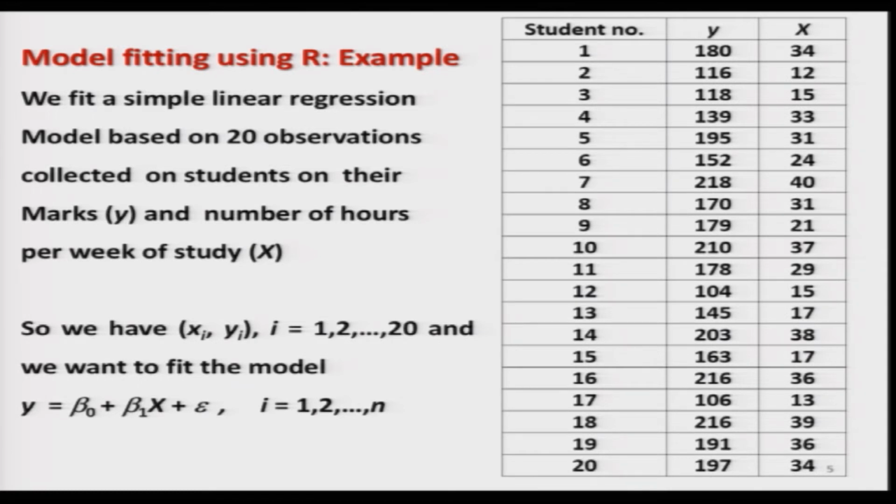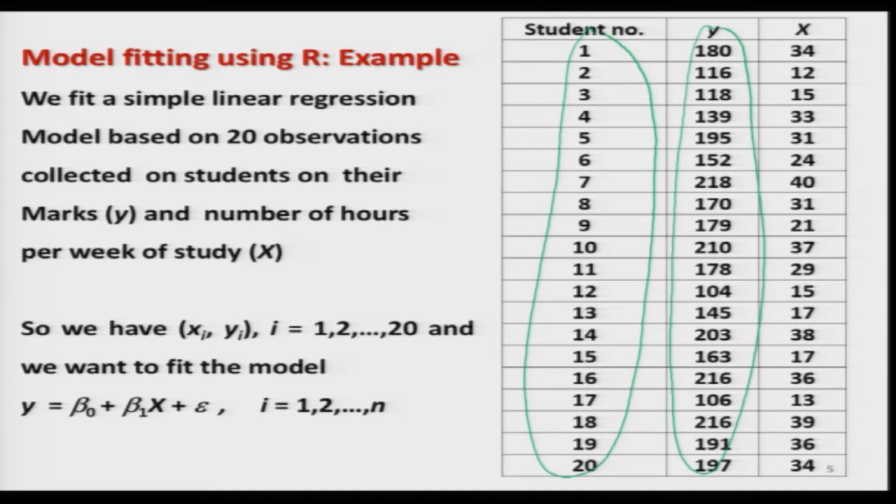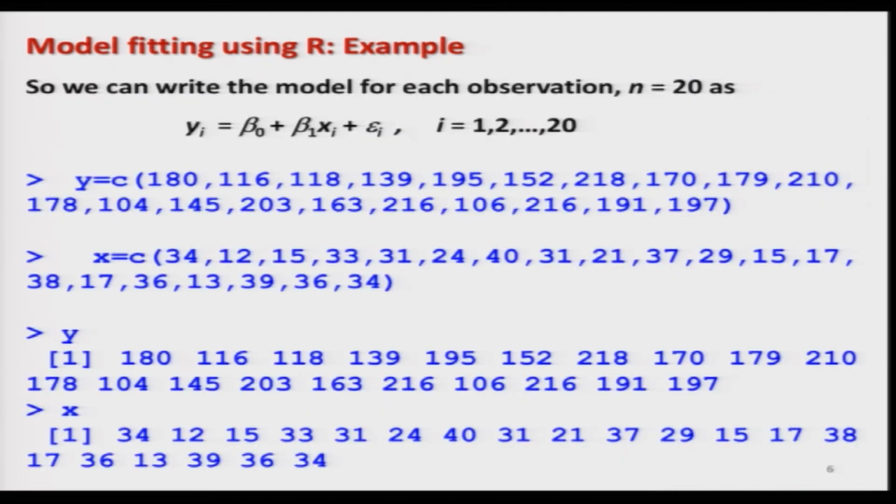So this is the same example where I have considered 20 students and we have obtained their marks out of 250, and we also have recorded how many hours a student has studied. For example, student number 1 has got 180 marks and has studied 34 hours in a week. Similarly, student number 2 has got 116 marks and has studied say 12 hours in a week. So this is now 20 values of paired observations on xi and yi. So first I try to create the data vectors of this input variable.